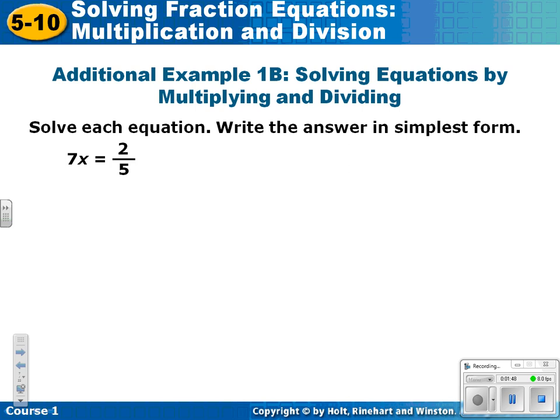So, what's happening to the 7 here? What's happening to the x? What's happening to the variable? Yeah. It's being multiplied by 7. So what's the exact opposite of multiplying by 7? Divide by 7. So we do this, divided by 7 here, and then we divide by 7. I'm gonna write it like that just so that you guys see what you're used to. 7 divided by 7 is 1, so that ends up going away. We're left with x equals 2/5 divided by 7.